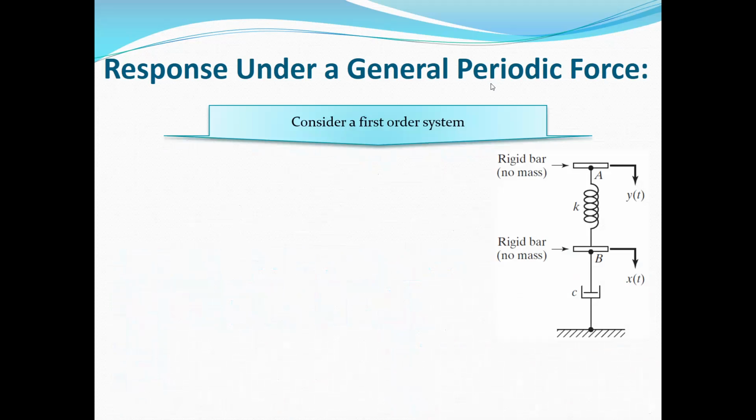Okay, we can consider a first order system. You can see this is a first order system because when you extract the equation of motion, you will see that the governing equation is an ODE of order 1. So we call it a first order system. And the reason is that here we don't have any mass.